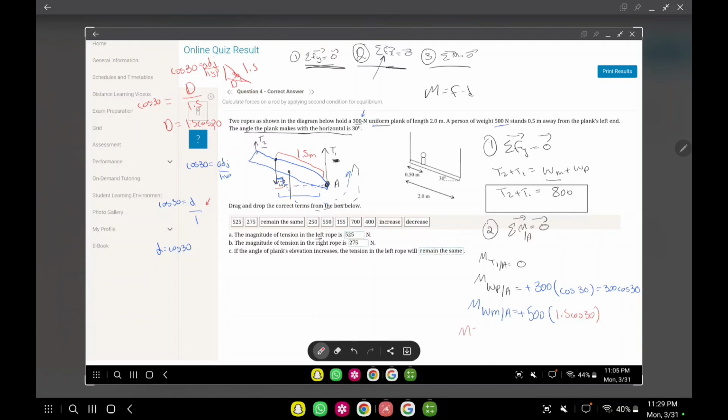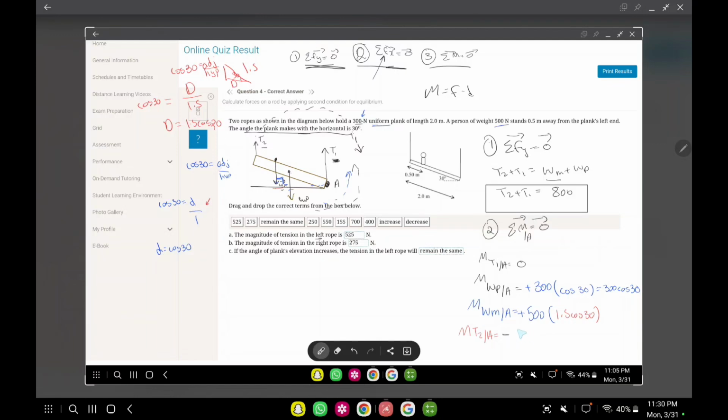Okay, the moment of T2 around A is going to be equal to what? I'm going to fix my diagram. Okay, I think this looks a bit more presentable. The moment of T2 around A. Let's first check the direction. T2 around A, we'll pull it like this. It's going to go clockwise, right? So it's going to be negative.